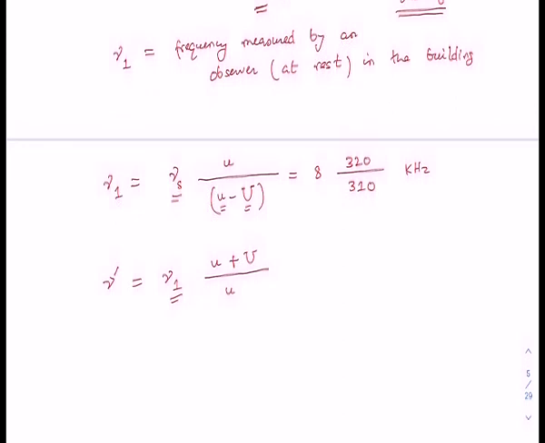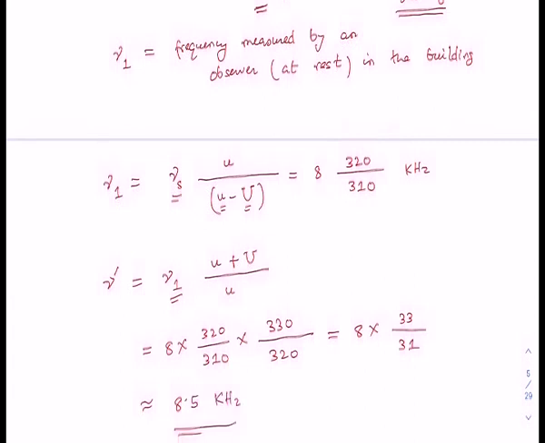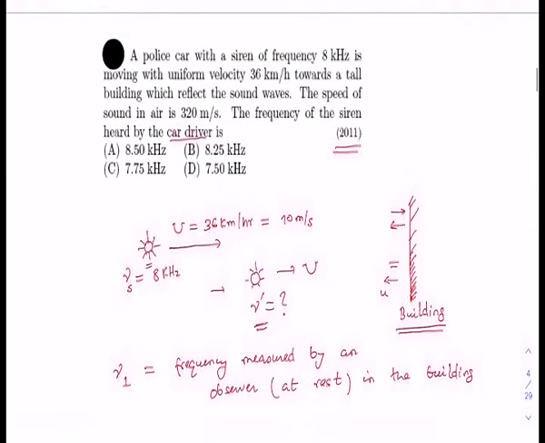Now I have nu 1 with me, so nu 1 is, let me write, 8 into 320 divided by 310, into 320 and then this would be simply 330. So you have to just work out 8 into 33 divided by 31. If you do the calculation, it would turn out to be around 8.5 kilohertz. So this should be the answer, and this is going to be the frequency of the siren heard by the car driver. So the correct option is A.